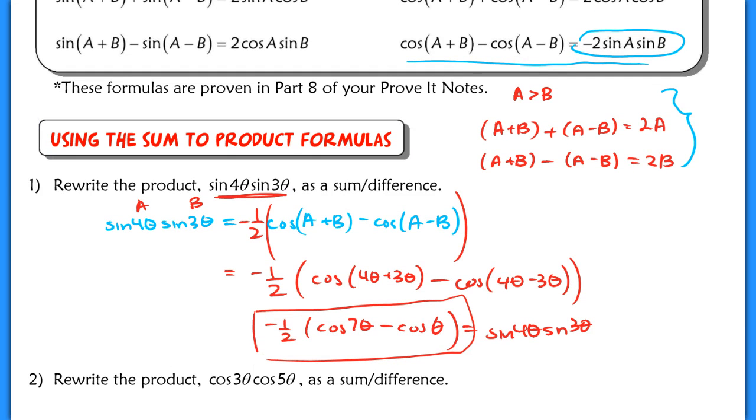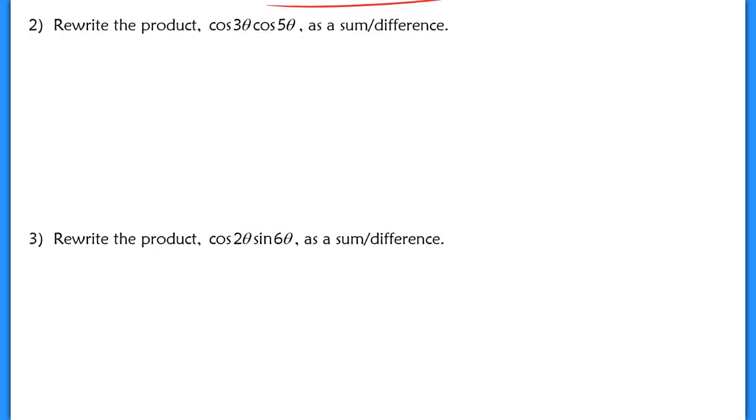It's not until you start getting into rewriting a sum as a product that it gets a little bit trickier, and that's when we'll really need to use this little note. So problem 2 here is a very similar problem to number 1, where we're taking a product, the cosine of 3 theta times the cosine of 5 theta, and we're rewriting that as either a sum or a difference.